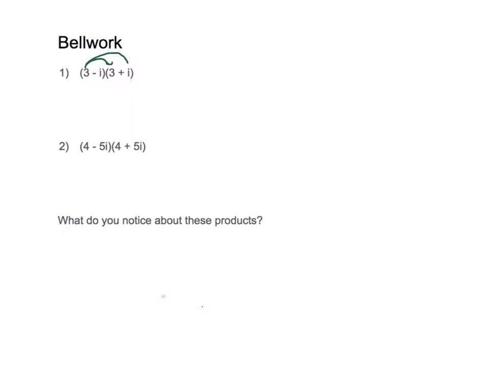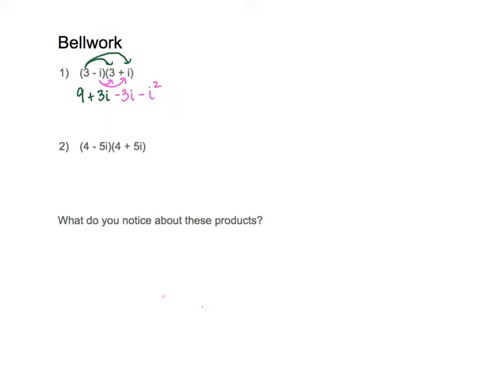this factor. So I'm going to distribute the 3 first into the terms. So that's going to give me 3 times 3, which is 9. And then 3 times positive i, which is going to be positive 3i. Remember, i from yesterday we learned as imaginary numbers. Now I'm going to take the second term and distribute that. So I get negative i times 3, which is negative 3i. And then I have negative i times i, which is negative i squared.